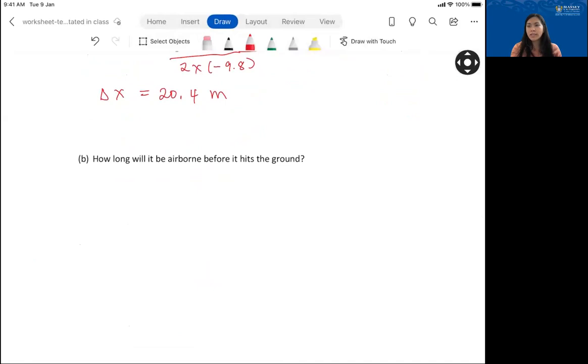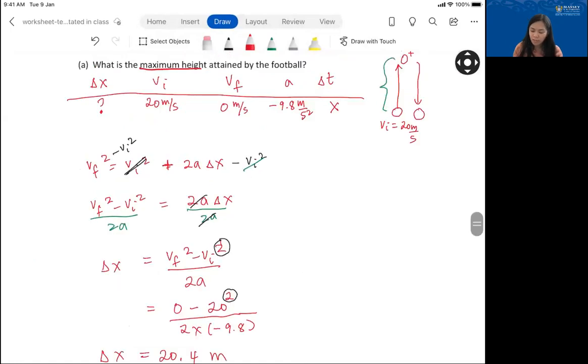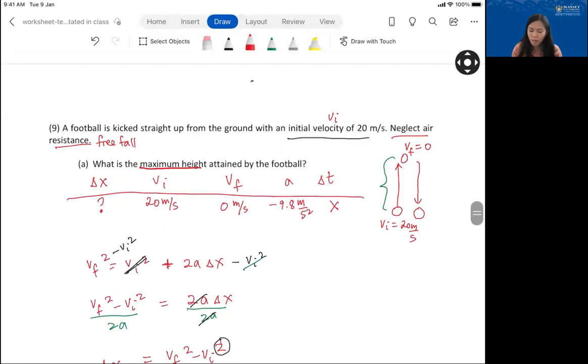So you want the time now, okay? It's the time for the whole flight. So the time it takes the ball to go up and go down to the original position before it was kicked upwards, okay? Right, so there are 2 ways of doing this. You can either look at 2 parts of the motion, the going up part and the going down part as 2 different parts, or you can look at the going up and down as one whole motion.